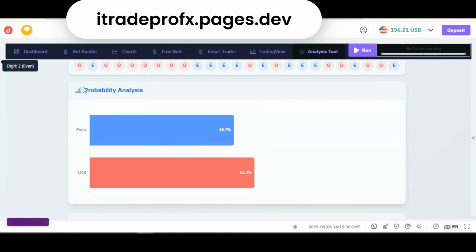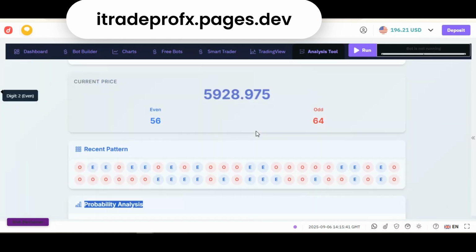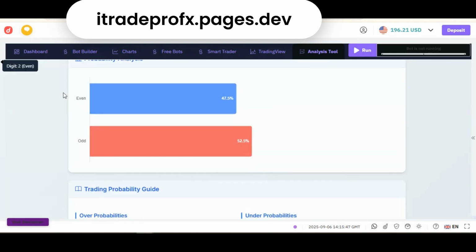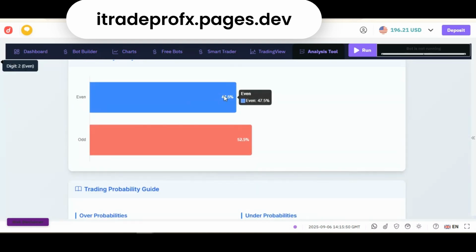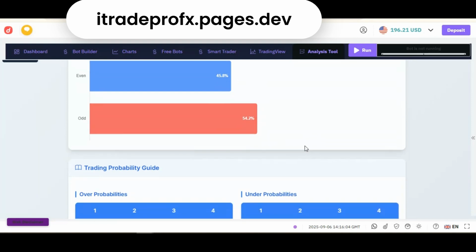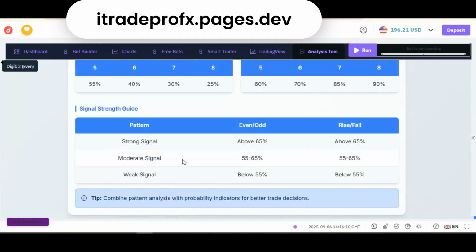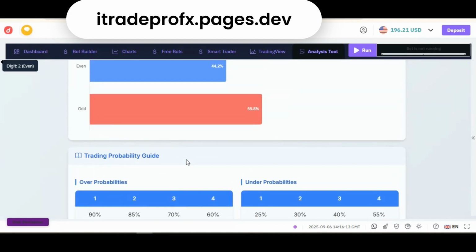That's why you can look at the probability analysis here. It shows you the number of times the even digit appeared based on the number of ticks we have placed, which is 120 ticks. Even is at 47.5% and odd at 53.3%. So it shows you that it's purely probabilistic, and they do not differ far from each other. We also have a trading guide probability here that you can observe. But today we want to dig deeper into the two of them.